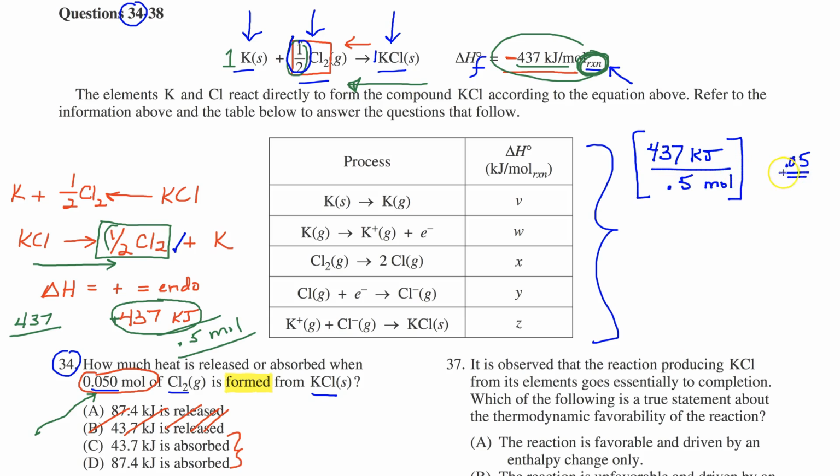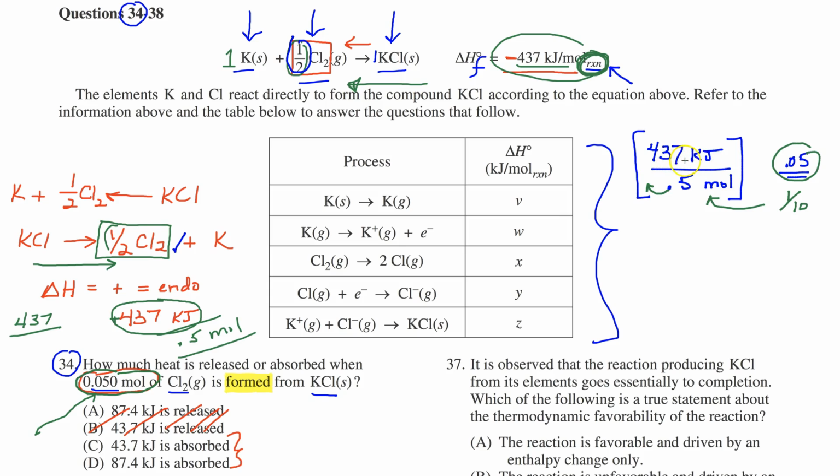Now, if I have only 0.05, how does 0.05 relate to 0.5? Isn't 0.05 a tenth? Are we moving our decimal place one place over, and then we're getting a smaller number? This is 1/10 of 0.5. So if I know it's 437 per 0.5, and I only have a tenth of that value, then I only have a tenth of 437.